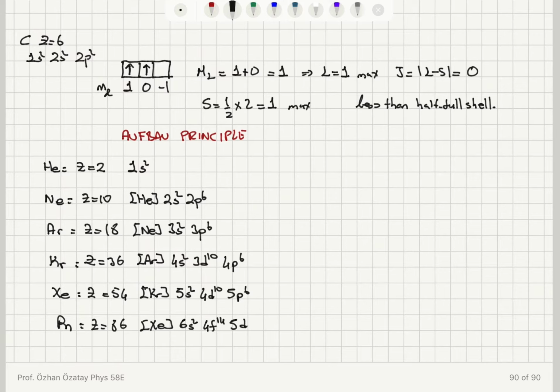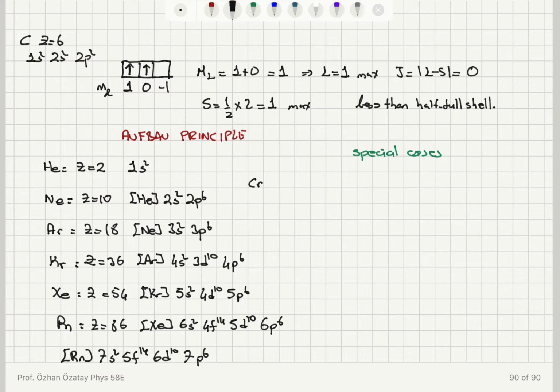4f14, 5d10, 6p6, and then we have radon configuration 7s2, 5f14, 6d10, 7p6. That would be the next closed shell structure. And we have some special cases here, so let's talk about special cases in the electron configuration.